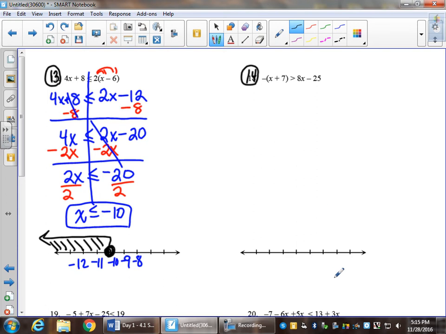So I think what happened was I printed this to Smart Notebook, but it was a longer version, and then I cut it down, and I forgot to change the numbers. Sorry about that. So we have negative, and then x plus 7 inside parentheses, and then an 8x minus 25. Let's distribute in the negative. That would become negative x minus 7, still greater than symbol, and then 8x minus 25. Pause, please. Finish on your own.